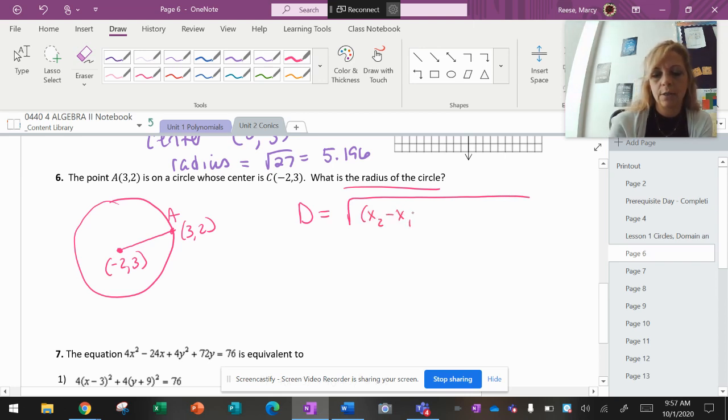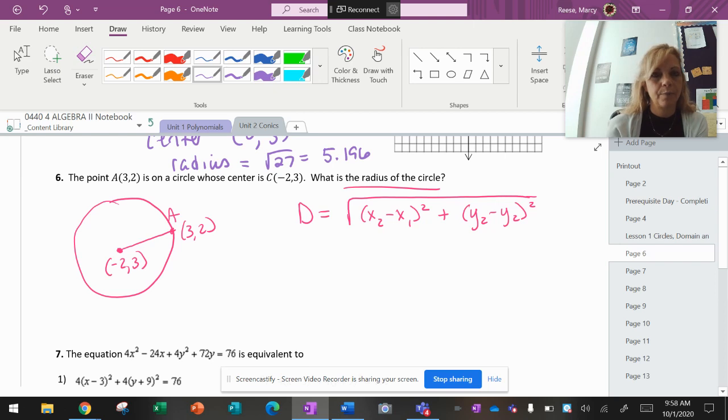Change in the x's squared plus change in the y's squared. And if anybody remembers, it actually is derived from the Pythagorean theorem. But you don't have to know all that. You do have to know that formula in case it pops up, though. So we're going to say this is x2, and this is y2, and then this is x1, y1. And then you're going to plug it in.